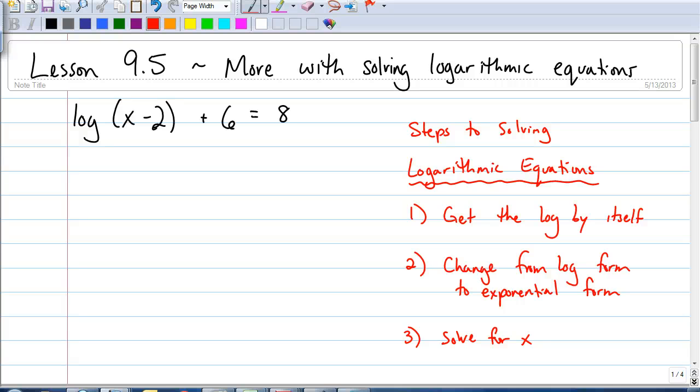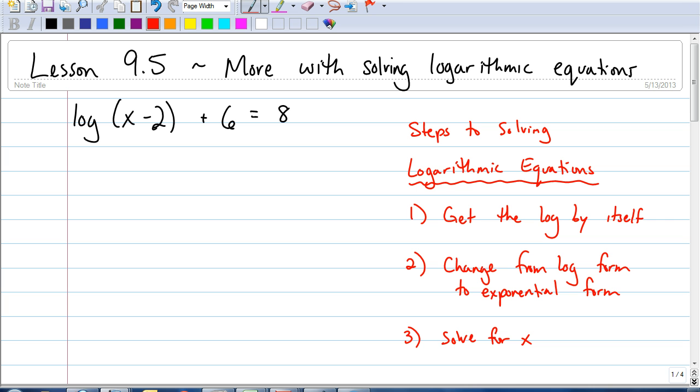Okay, so in today's lesson we're going to be looking at how to do some more with solving logarithmic equations. In yesterday's video we started out by looking at some simple logarithmic equations. Today we're going to be looking at some that are a little bit more complicated that might involve a couple more steps. But for all of these, again, you want to write down these 3 steps, and then you'll have these to follow along with all these types of problems, whether it was the type that we did yesterday or what we're doing today.